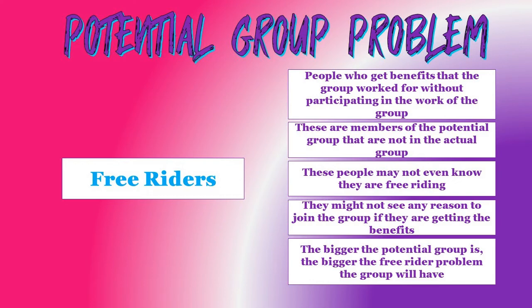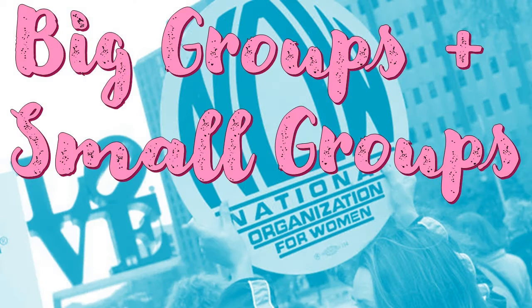So we're going to take a look at that now when we talk about the differences between big groups and small groups. So the next thing we want to do is take a look at the difference between what big interest groups and small interest groups have to deal with. We were just talking about free riders, and here is an example of an interest group that probably has one of the largest free rider problems. That's the National Organization for Women. The potential group is huge. It's all the women in the world. But the actual group, meaning the members of the National Organization for Women, is very, very small comparatively.